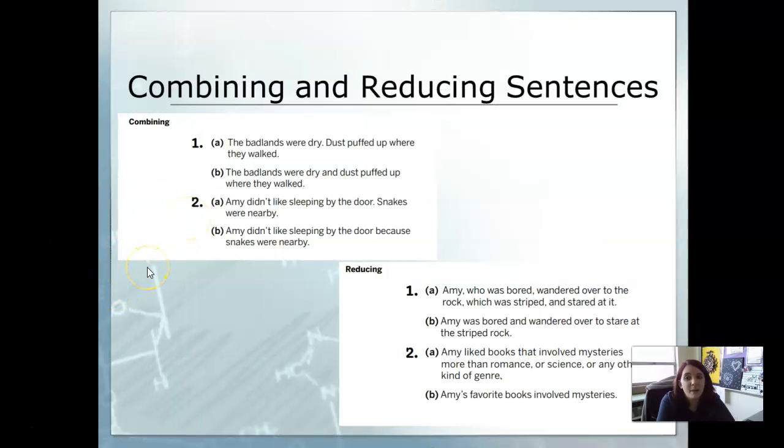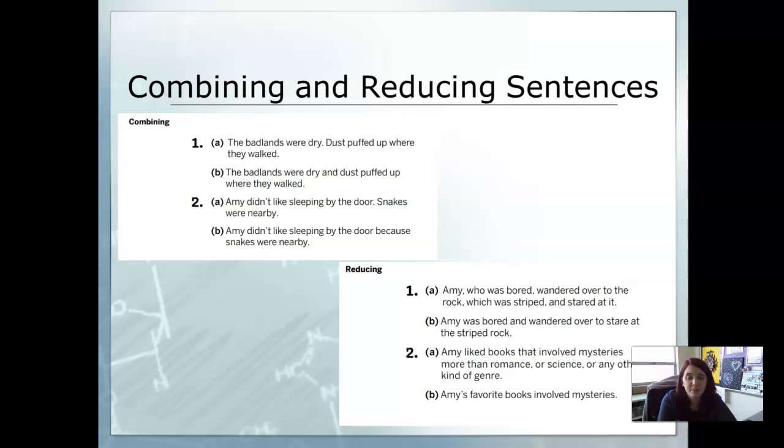So now we're going to talk about combining and reducing sentences. In our previous few lessons, we talked about expanding sentences, how we add more details. Now we're going to talk about combining and reducing them. When we're combining sentences, it means we have two smaller sentences that we put together to make a combined sentence. Now, this only works if it makes sense together. If we have two smaller sentences that do not correspond with each other, we wouldn't want to combine those. But if there are sentences that are similar that could add to each other, that's when we'd want to combine them.